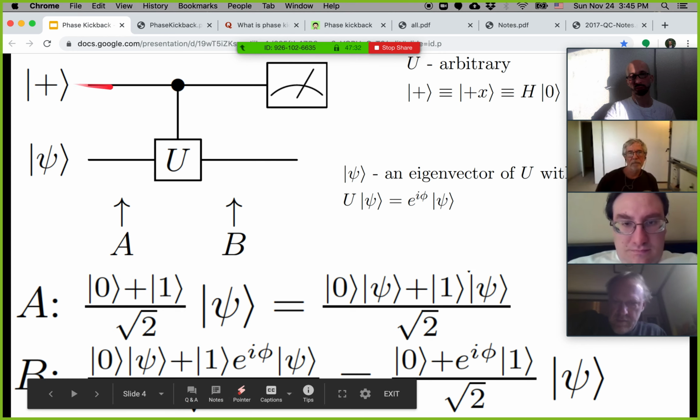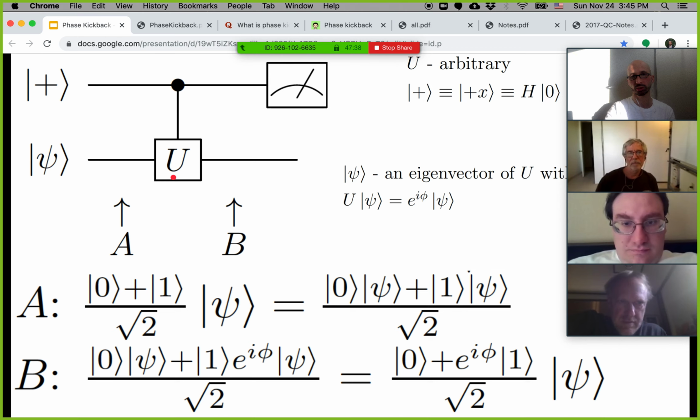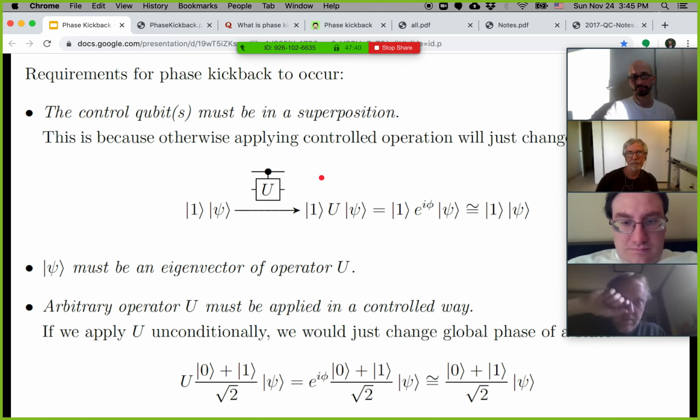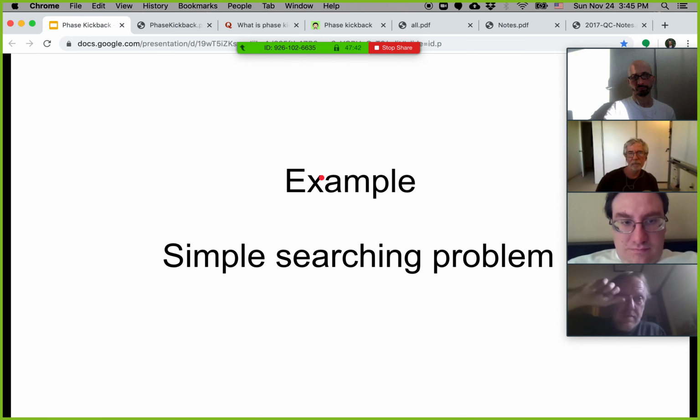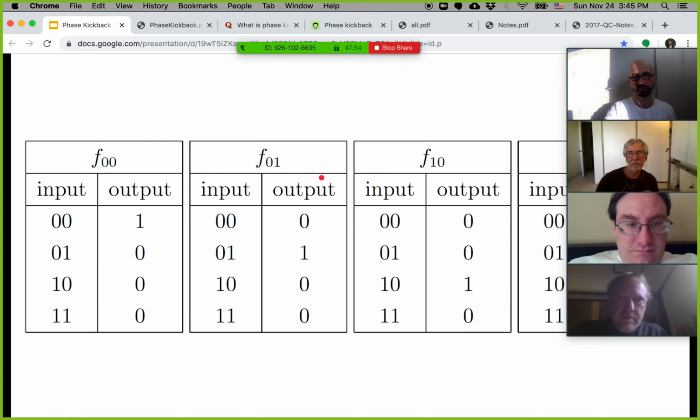So we can have multiple control qubits and multiple target qubits. That works just fine. Okay, so I'm ready to move to my example. If no one has any questions, I'm going to move to this.